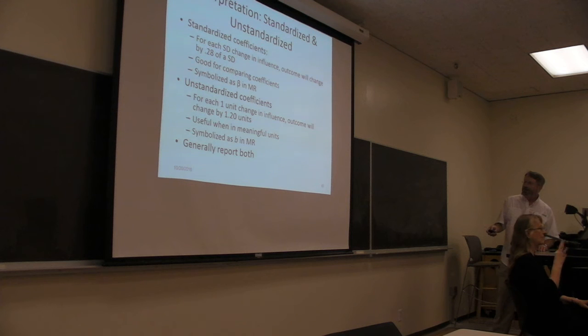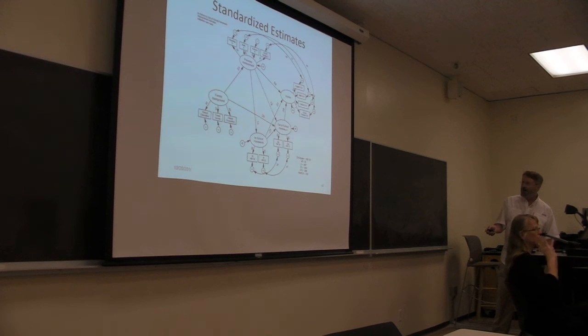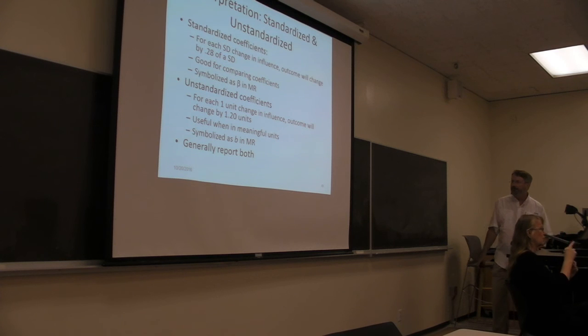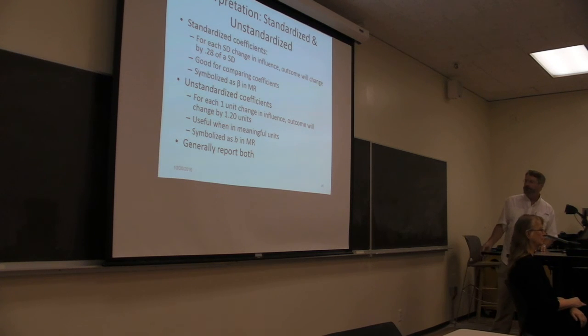And if we had unstandardized coefficients, and I don't think I have a model showing those, this would be a value of 1.2, and that would mean for each 1 unit change in the influence, the outcome will change by 4.2 units. Generally, you report both of those.